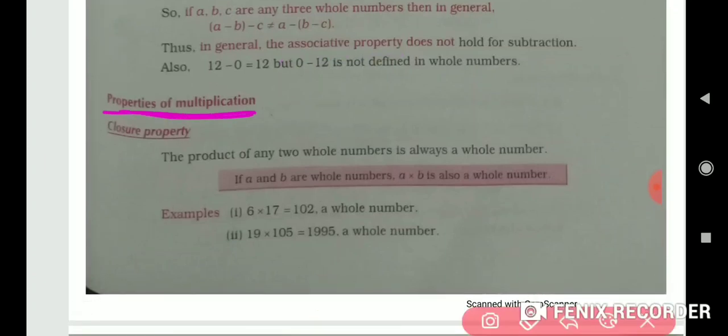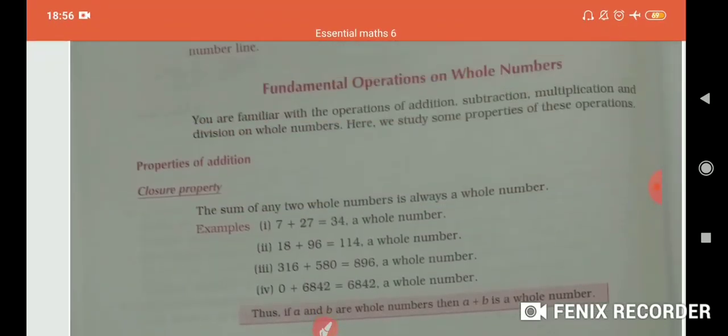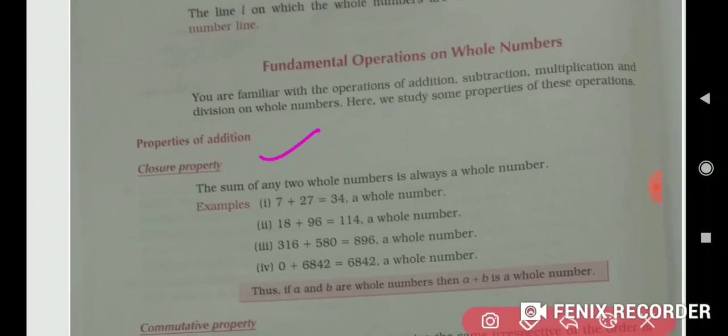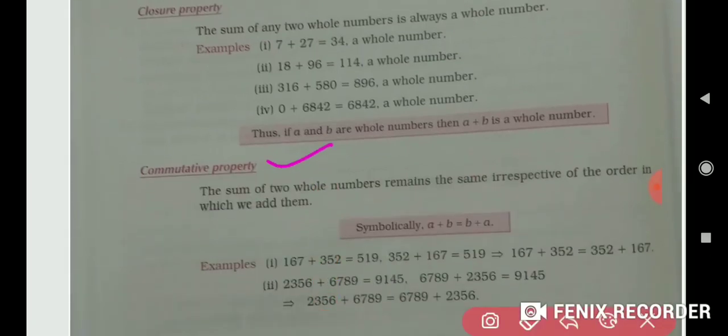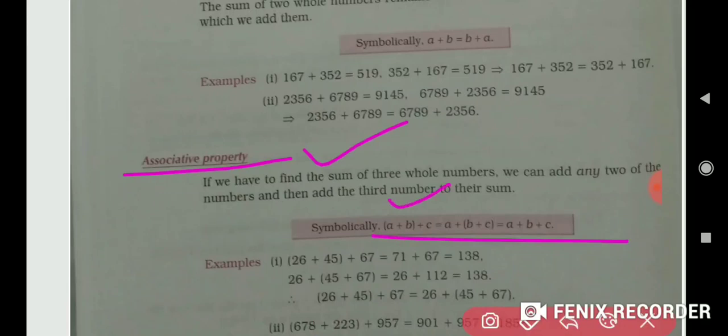Now, properties of multiplication. So students, till now what I have taught you? I have taught you certain properties. First of all, the properties of addition. First was closure property. It is just a common property when you have to add any two numbers. Then the next property is commutative property. In this property, what you have to prove? That A plus B should be equal to B plus A. Then the third property is associative property. This property is applicable when you have to add three numbers. And here what you have to prove? A plus B bracket plus C should be equal to A plus bracket B plus C.